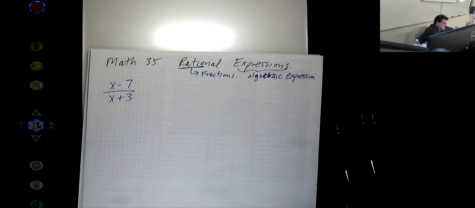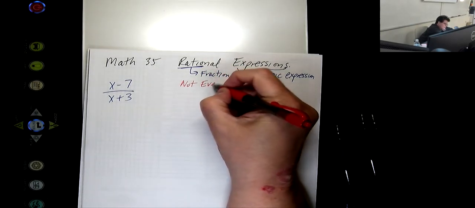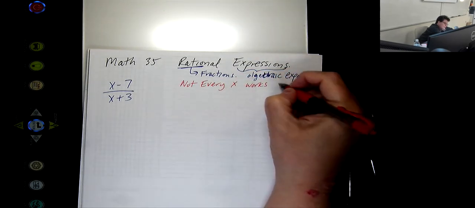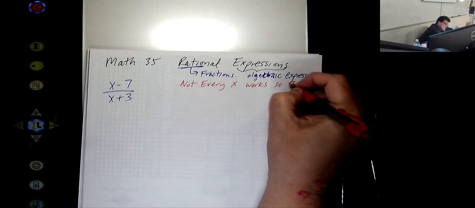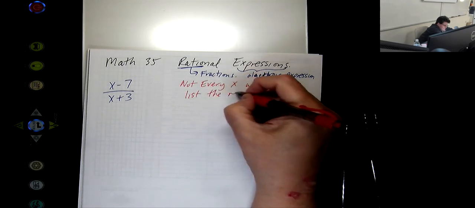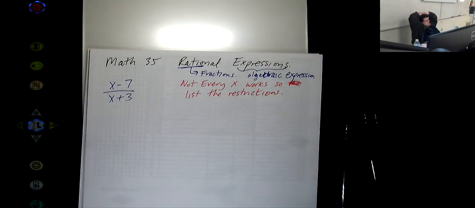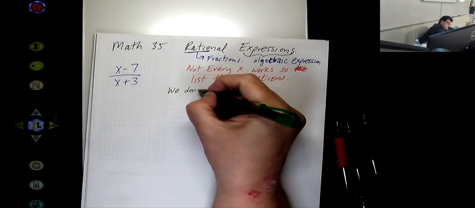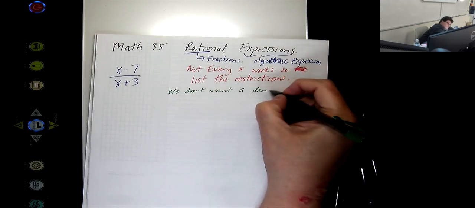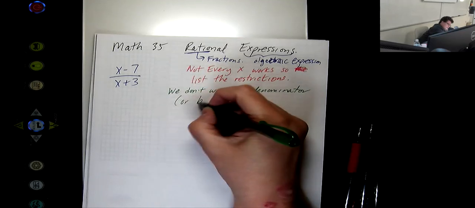We can't use every x here. Not every x works. So we have to list the requirements or restrictions. Why would I say not every x works? When we did the factoring stuff, I could put any value for x in, but now I can't. There's at least one value I cannot put in this problem. Anyone know what it is? It's where it makes the denominator 0. We don't want a denominator of 0. Or bottom of 0.